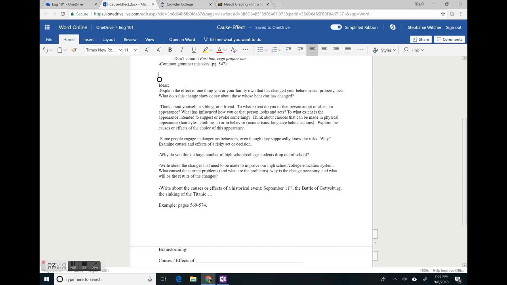All right, the third one's a pretty obvious one. Why is it people do something they shouldn't do? Specifically, why is it people engage in dangerous behaviors when they know they shouldn't? So what are the causes of, or what are the effects of that kind of decision? All right.